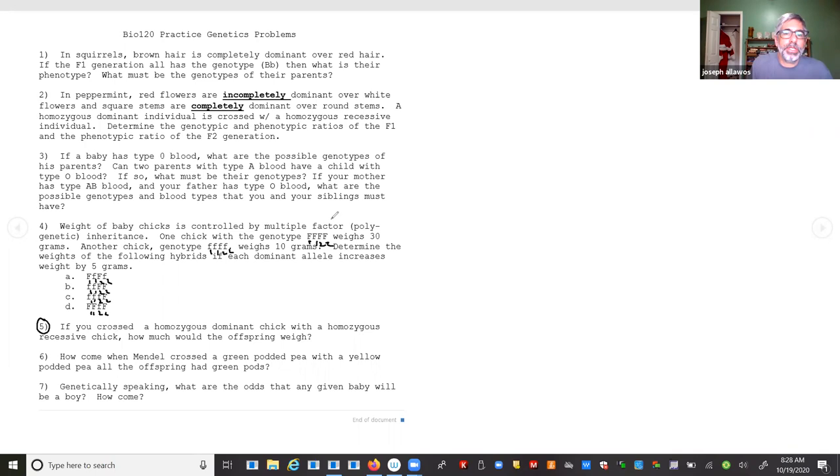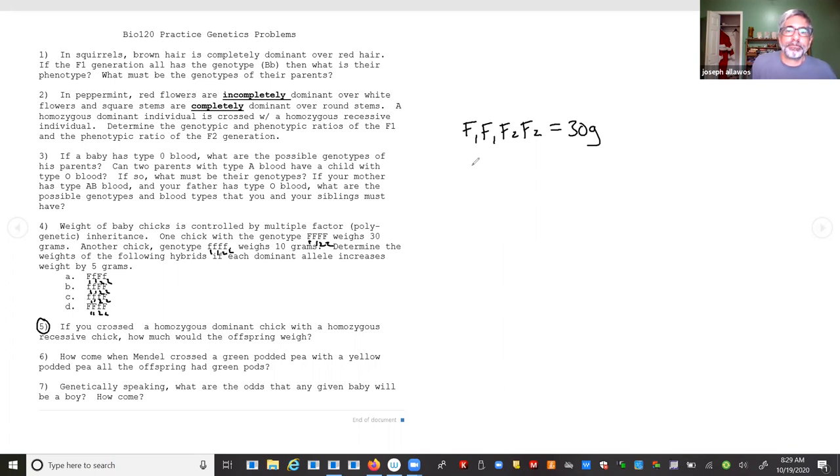Okay. Weight in baby chicks is controlled by multiple factor polygenic inheritance. This is in fact true, believe it or not. How much an egg weighs or a baby chick weighs. One chick with the genotype all big Fs. So let's write that out. Big F1, big F1, big F2, big F2. Remember, what this means is there's 4 chromosomes controlling the same trait. There's a pair here, and then somewhere down the line, there's another pair, and they all have the weight gene. This individual weighs 30 grams if it's homozygous dominant.